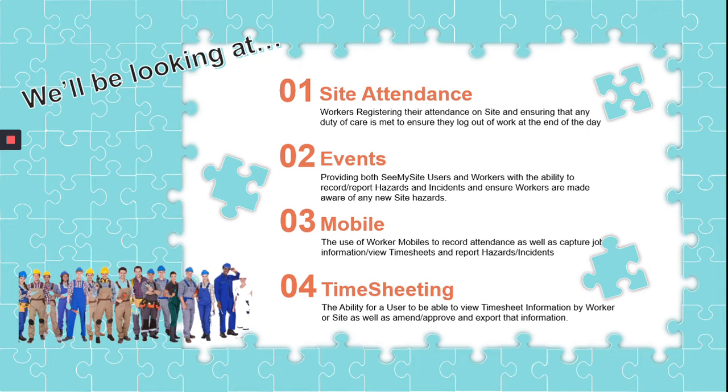So in step number 1, workers register their attendance on site and we can ensure that any of that duty of care is met. Number 2 is the Events tab, with users and workers having the ability to record and report hazards and incidents as they occur. Number 3, we'll be talking about how to use the mobile and capture job information. And number 4, which is timesheeting, the ability to have a look at the time records and time information.